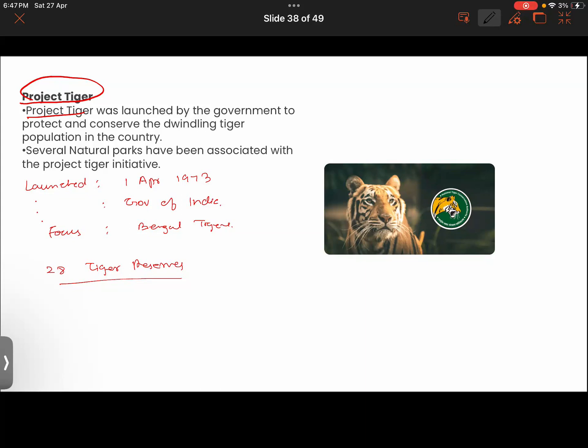There are in total 28 tiger reserves. One notable example is Satpura Tiger Reserve. So that's it about it.